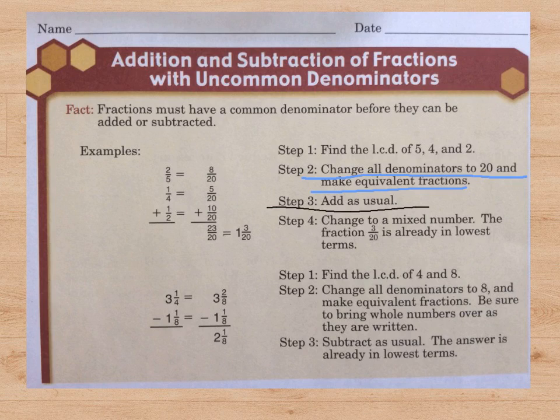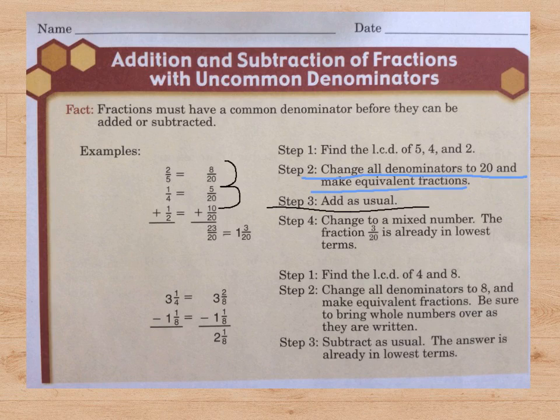And then they added up their fractions once they had a common denominator, because, say it with me, to add or subtract fractions, you must have a common denominator. And they did that. They added 8 plus 5 plus 10. And that gave them 23. And they put a 20 on the bottom. So they get 23 over 20.